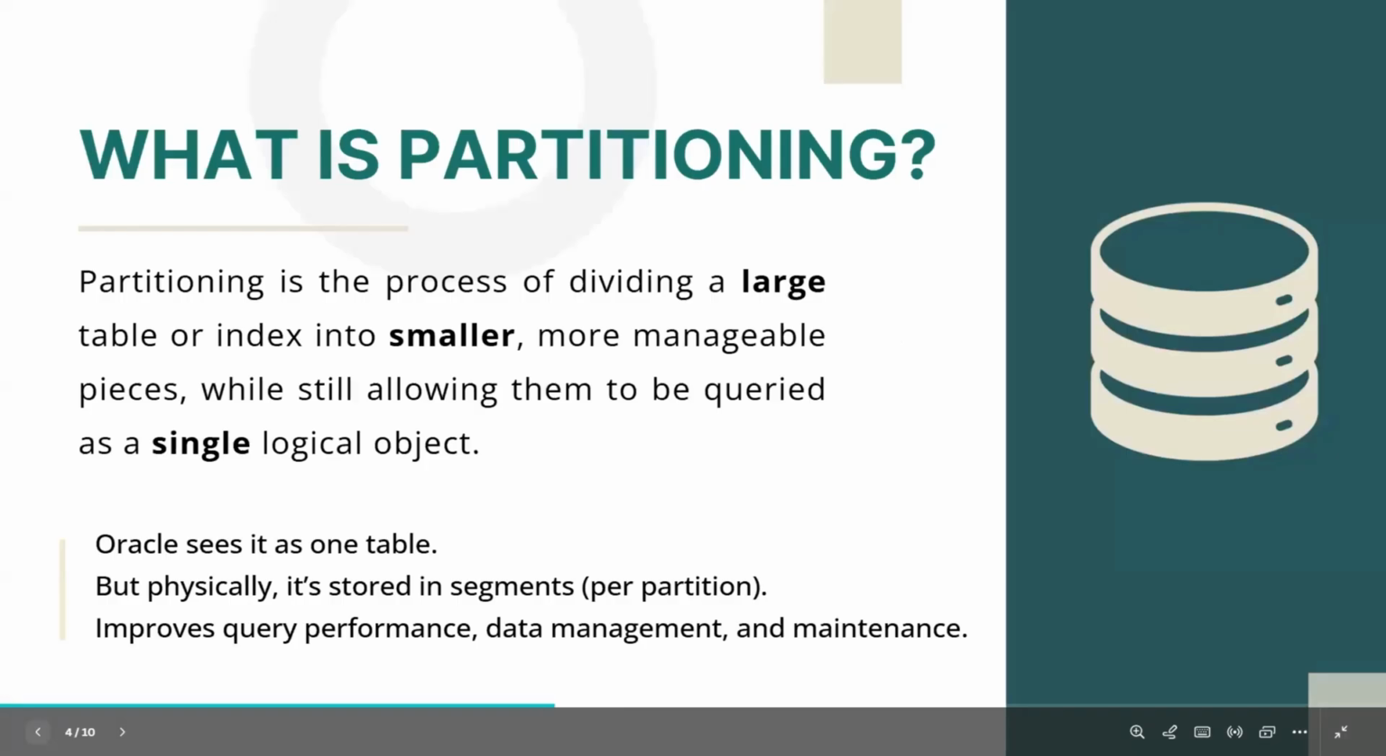What is partitioning? Partitioning is a process of dividing a large table or index into smaller, more manageable pieces while still allowing them to be queried as a single logical object. So think of it like this. Let's say you're trying to organize your clothes in your wardrobe or your closet, and you organize it into sections like your skirts, your trousers, or jackets into one wardrobe. You use everything, it's still inside the same wardrobe, but you know exactly where to find it because they are now in some kind of partitions or sections, and you can find it easily.